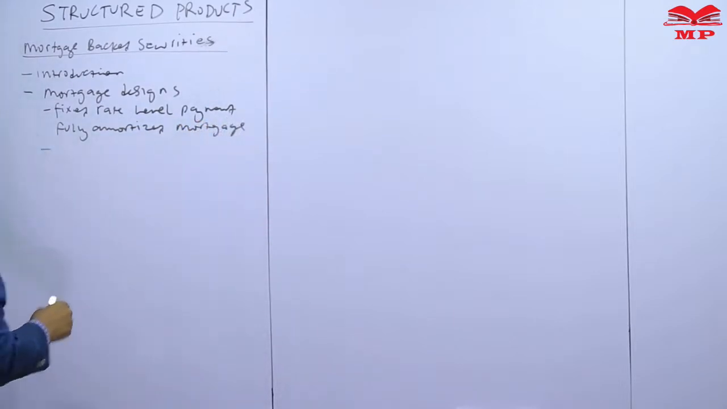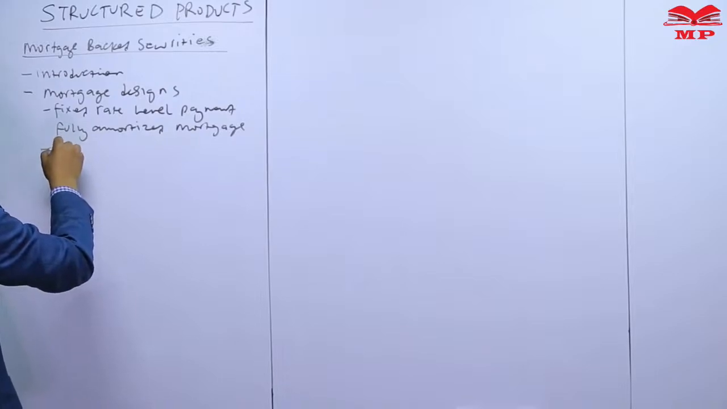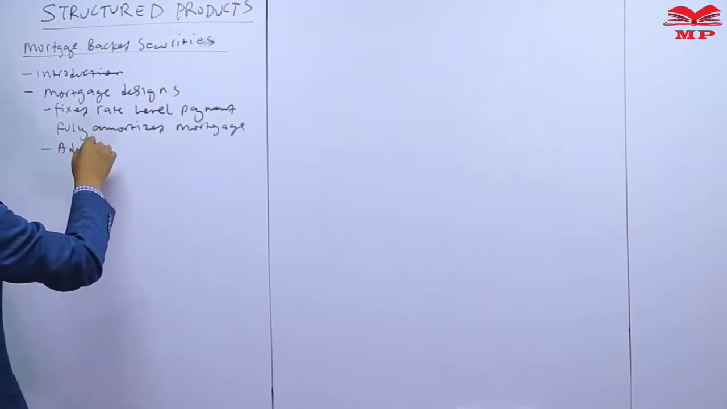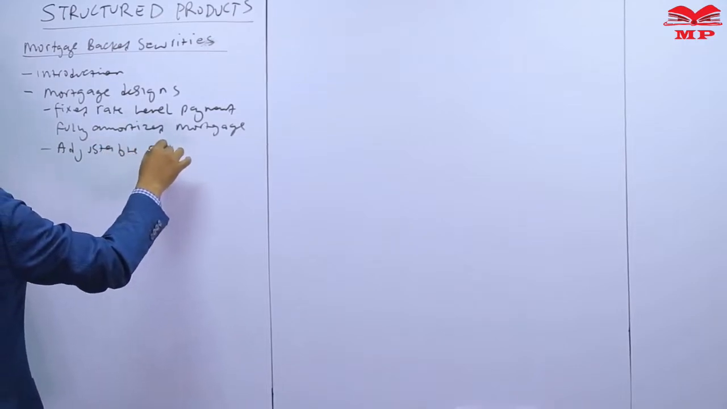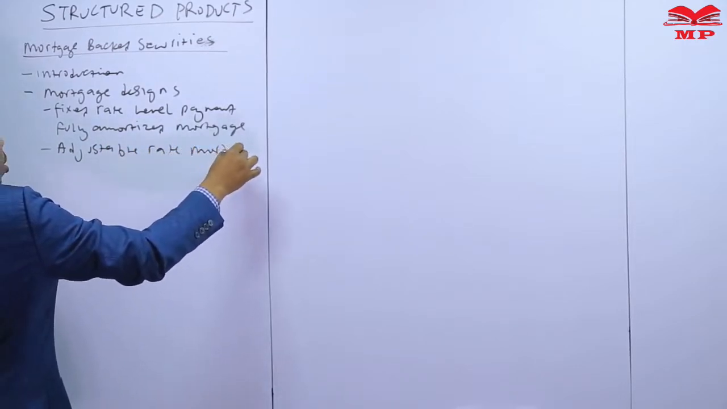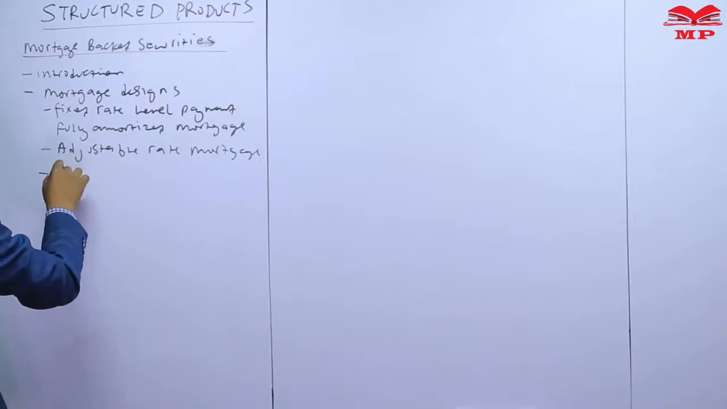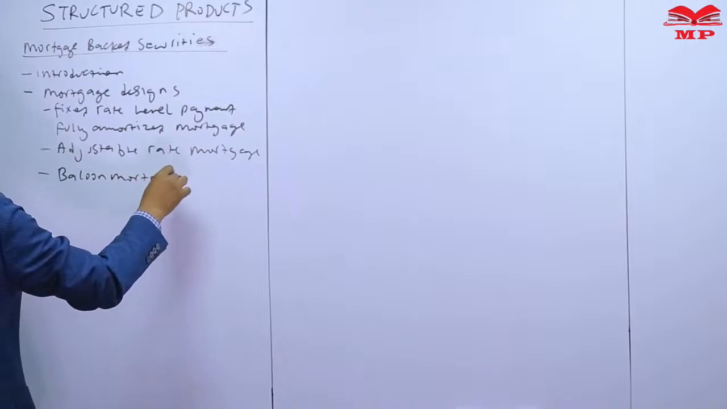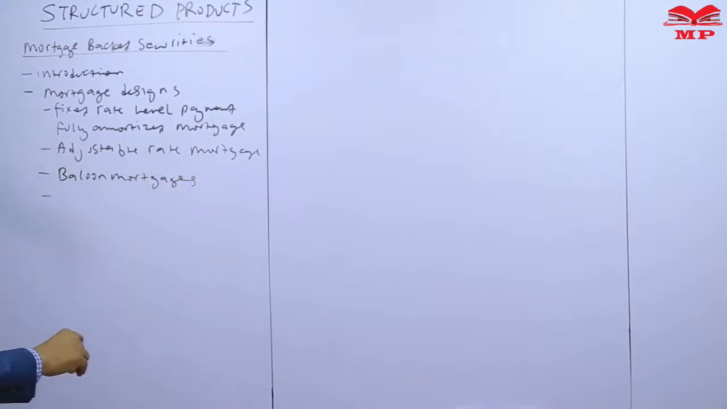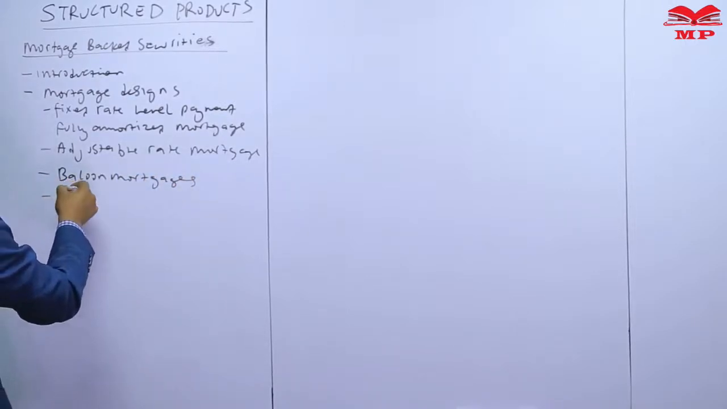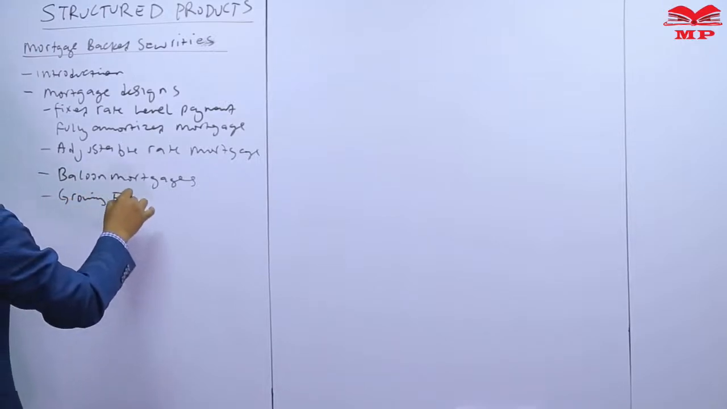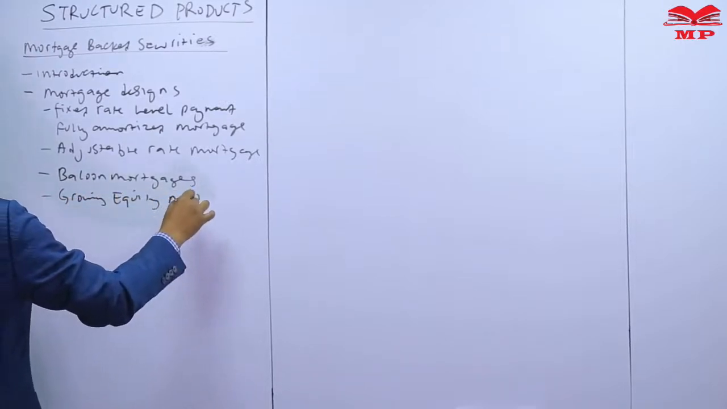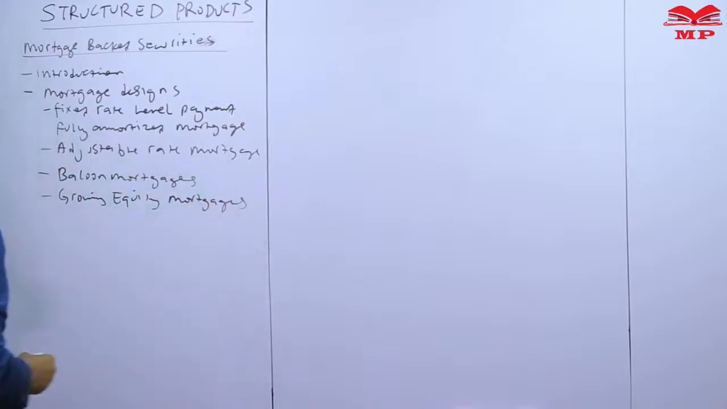Then we'll talk about the adjustable rate mortgage. We'll talk about balloon mortgages. We will also talk about GEMs, the growing equity mortgages, like that.